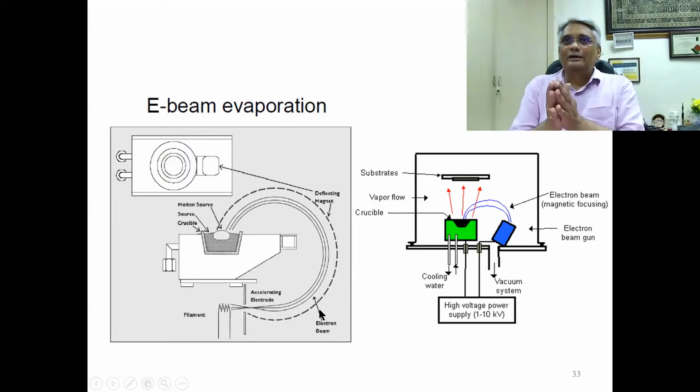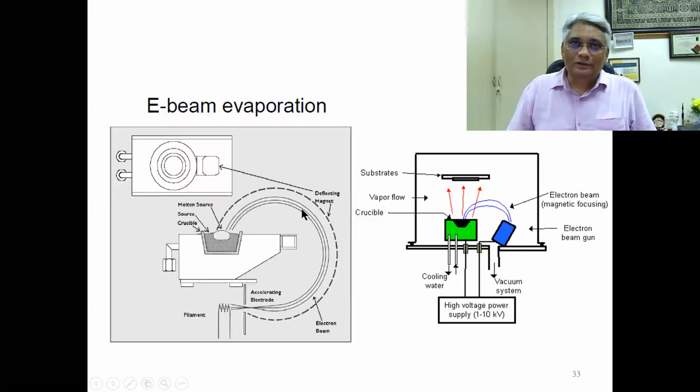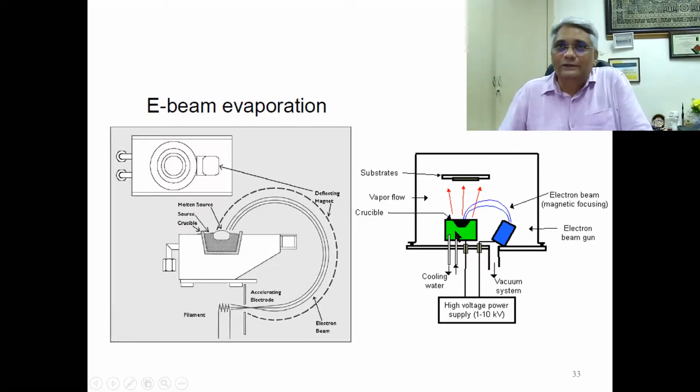I can use a magnetic field, and the Lorentz force that is created on the electron using a magnetic field can make the flux of electrons bend by almost 270 degrees. And I can make these electrons directly come as a point source and impinge on the source there. See, the whole of green is here, the crucible with your charge. Now, only a part of the charge can be melted.